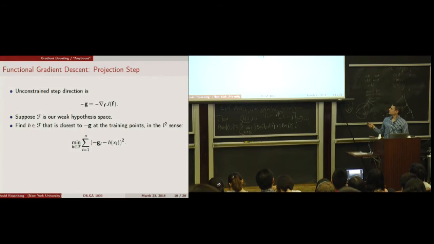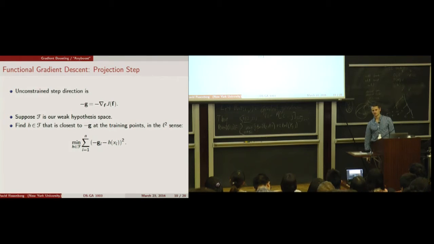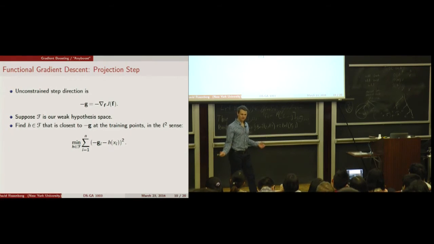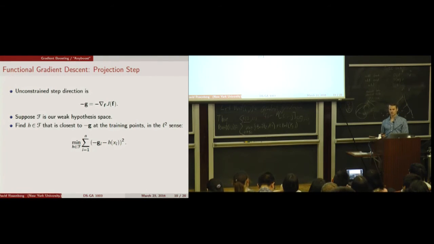Negative g, so we're summing over the n training points. We want a function h, a step direction, that at each of the points x_i is as close to negative g_i as possible in this kind of average square sense. Now h is a function in the function space, so that's something that we can actually consider a step direction. You could call this projected gradient descent, projected functional gradient descent.